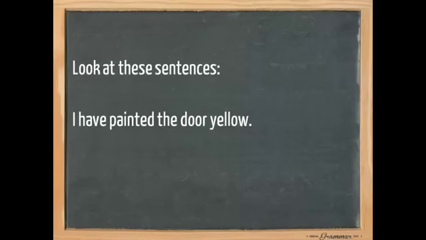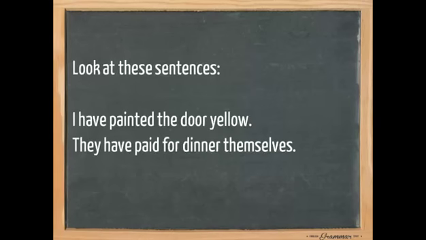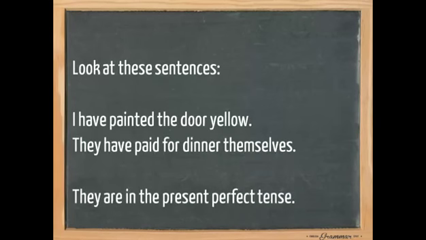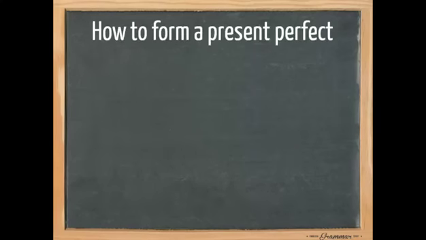Now let's get started. Take a look at these sentences. I've painted the door yellow. They've paid for dinner themselves. Both these sentences are in the present perfect tense. How to form a present perfect?